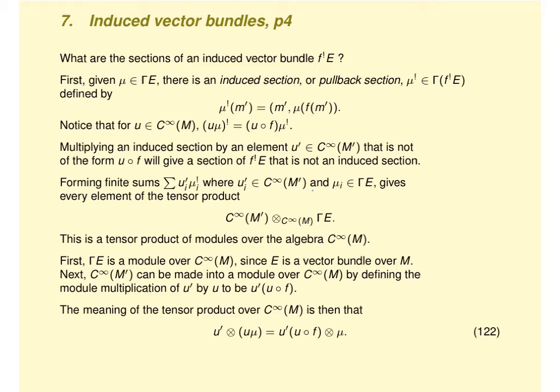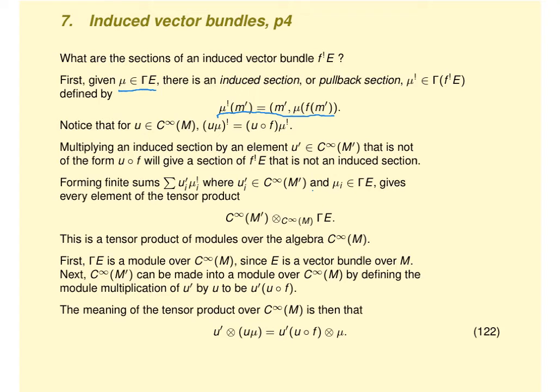So, here's a question to which the answer I don't think is obvious. What are the sections of an induced vector bundle? So you stare at this for a bit, and the first thing that probably occurs to you is that if you're given a section of the original vector bundle, then you can sort of pull the section back to a section of the pullback bundle in a natural way by this formula.